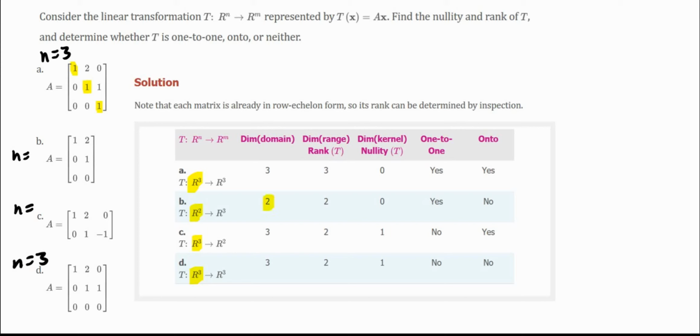That's where this 2 comes from. That's where that 3 comes from.